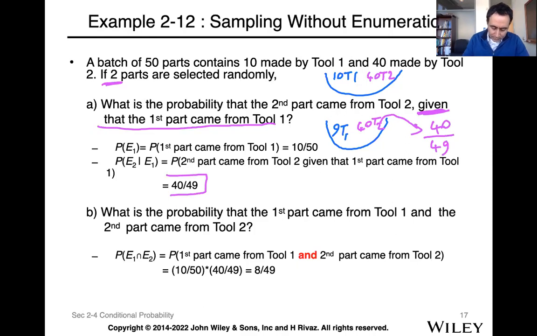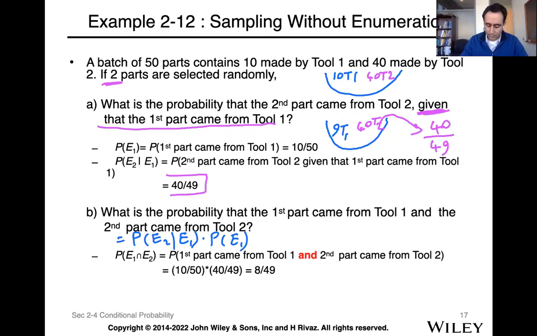Now, in the next part B, I want to calculate what's the probability that the first part came from tool 1 and the second part came from tool 2. So in this case, we are simply interested in the intersection of event 1 and event 2, right? For this, we use the equation that we provided before. So this intersection is equal to the probability of E2 given E1 times probability of E1, right?